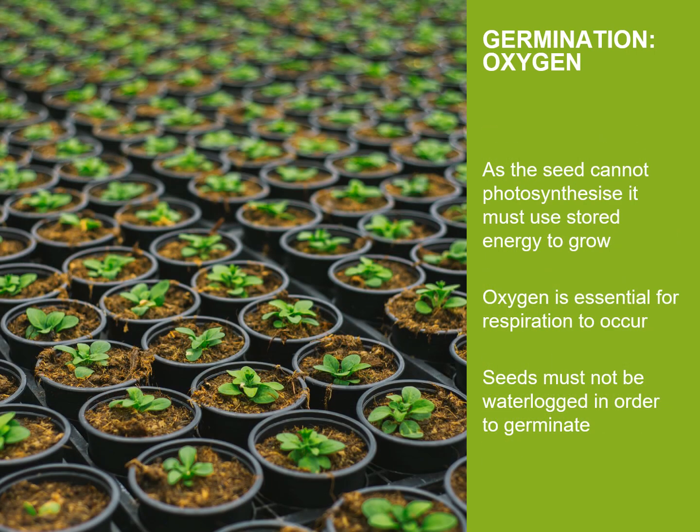So the second requirement for germination is oxygen. So the seed itself cannot photosynthesize. It has no chlorophyll, it has no leaves. So it uses the stored energy within the seed to grow, and this process is controlled by respiration, and obviously respiration requires oxygen. So seeds won't germinate in waterlogged soil, for example, if there's not enough oxygen present.